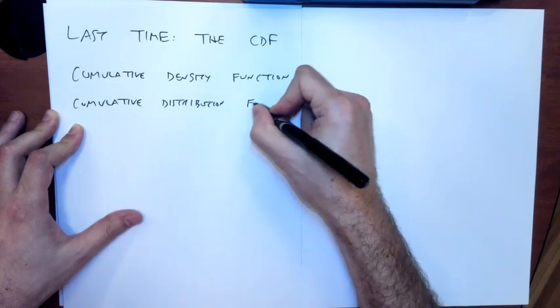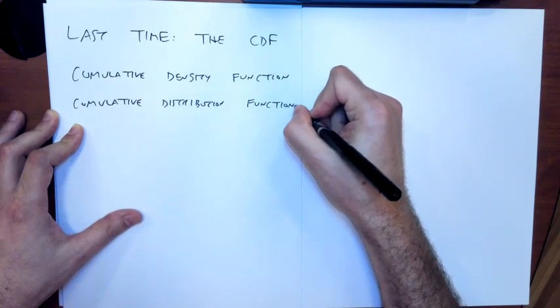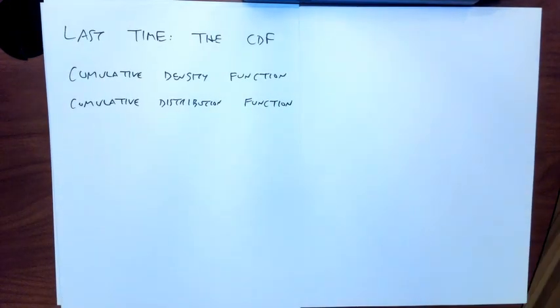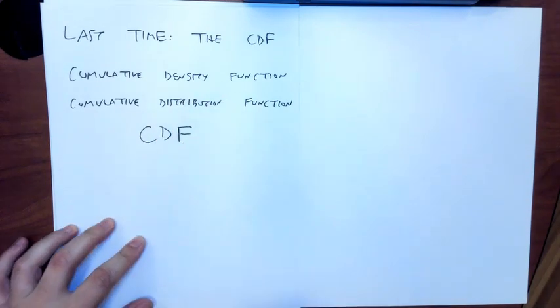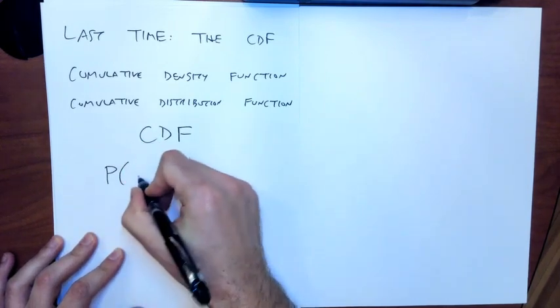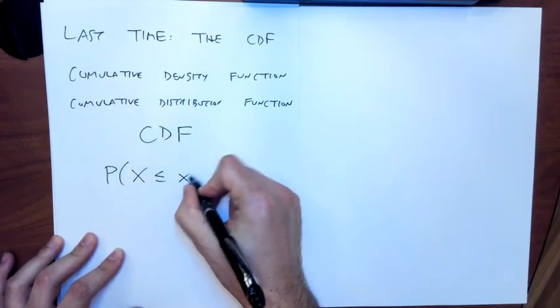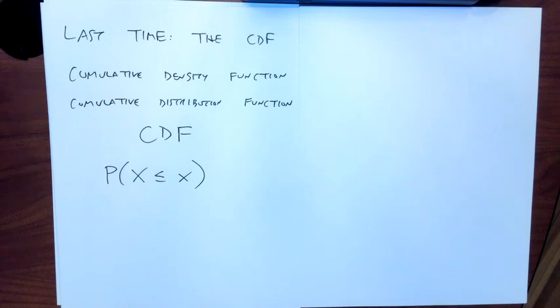But I thought that I would just be clear in case you're doing reading and you're trying to figure out, is this the same thing? Yes, it's the same thing. Distribution and density basically are the same concept in probability, right? So yes, but either way we called it the CDF. And that was basically the probability that a random variable was less than or equal to some value, okay?